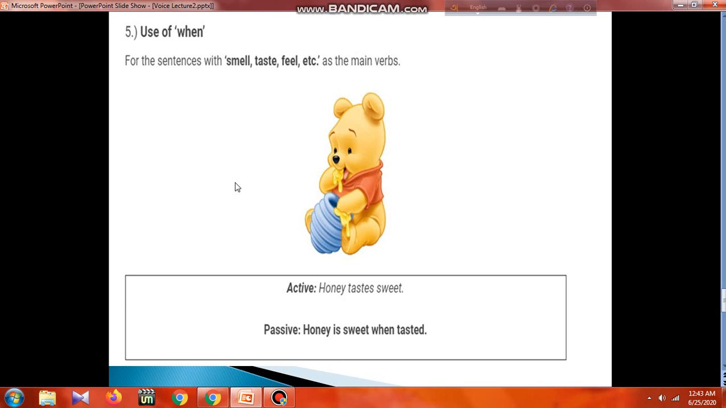If you find verbs like smell, taste, feel, then very often when is used. Like honey tastes sweet. If you want to change it to passive, honey is sweet when tasted, or when it is tested. So you got it? Hopefully you got it.